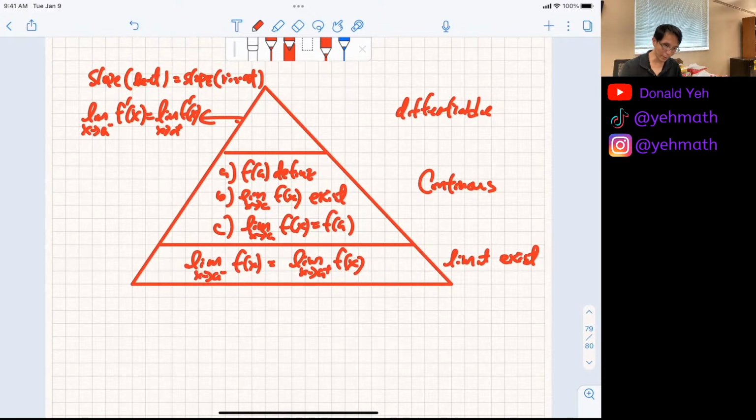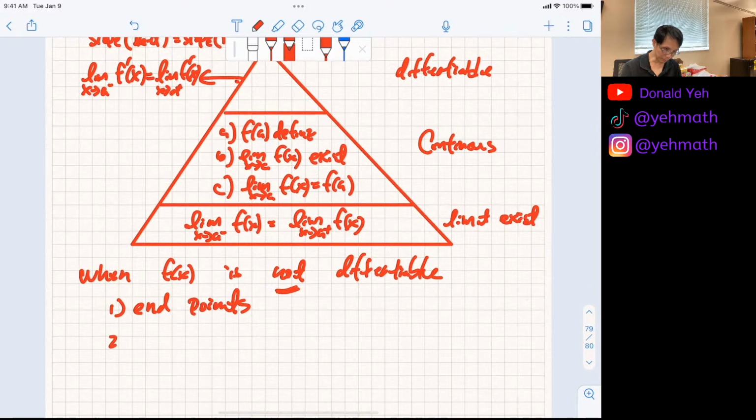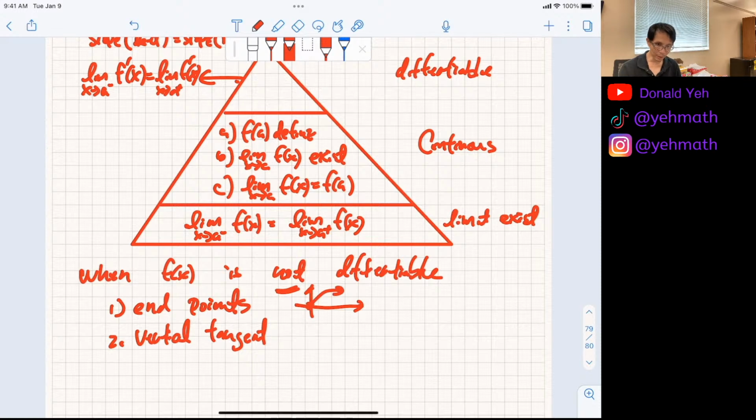Now I'm going to tell you when a function is not differentiable. You have to understand this for today's homework. When it's not differentiable: 1, the endpoints. 2, vertical tangent. An endpoint is like this, like square root of x. This endpoint is not differentiable. A vertical tangent is like this.